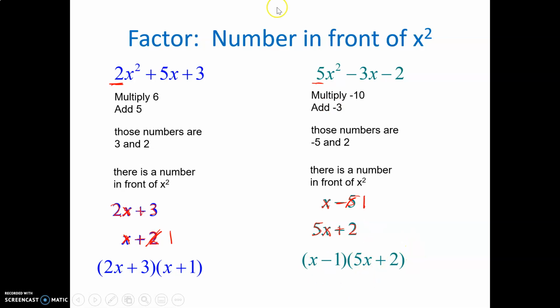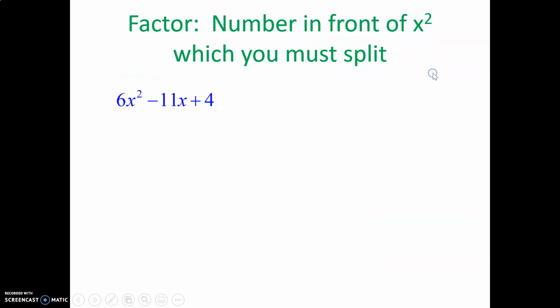If you do FOIL on these, you'll get back to where you started. If you don't, you've done something wrong. Okay, so that's a level 2. Now, level 3. Level 3, you think, well, it doesn't look any different than level 2. Correct, but watch what happens.